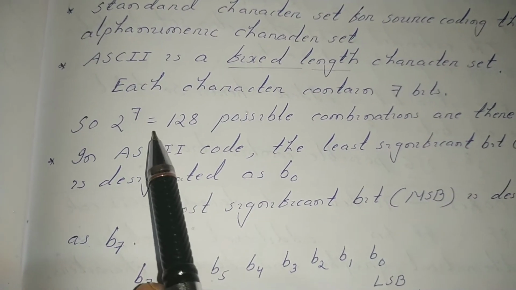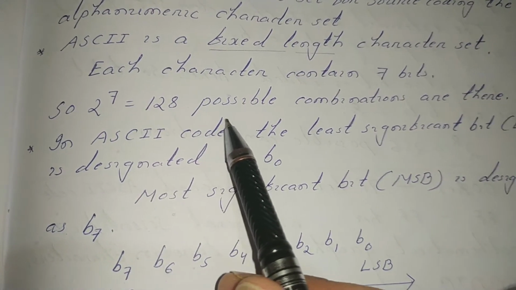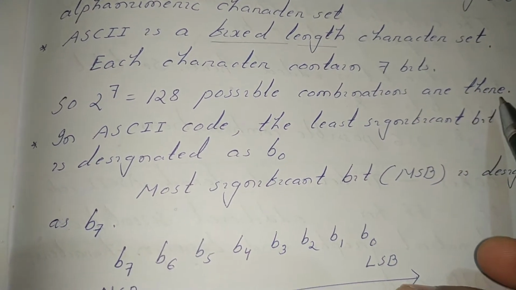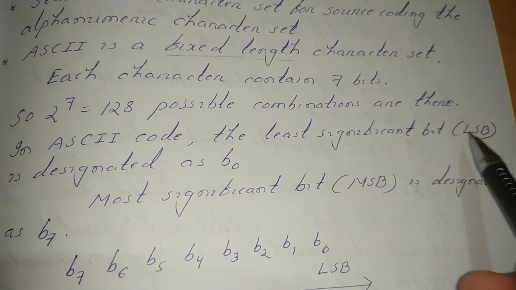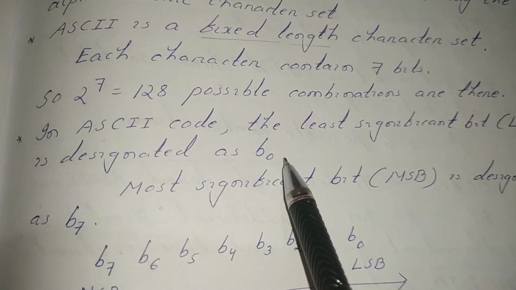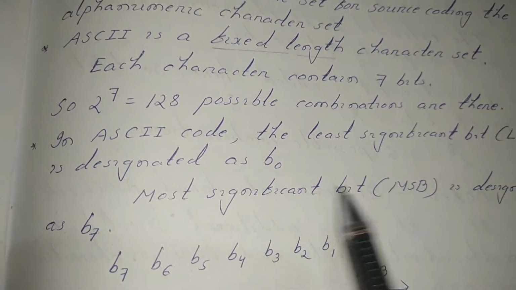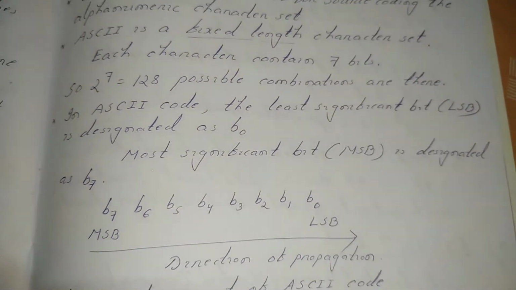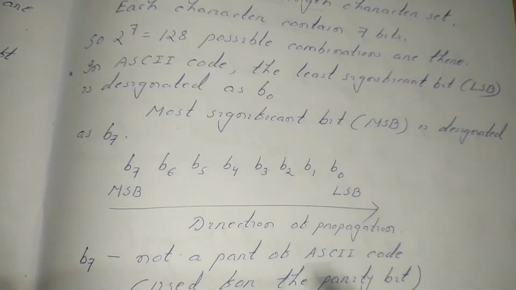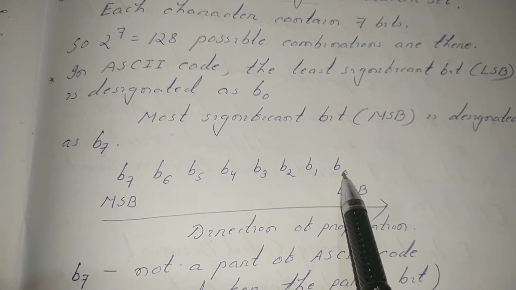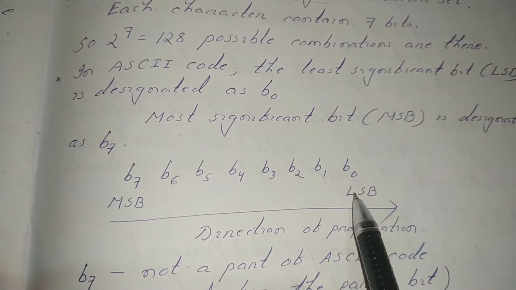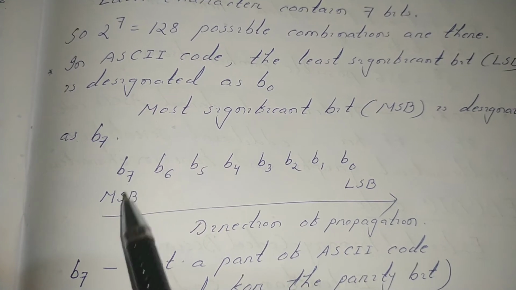So total 2 to the power 7, that is 128 possible combinations are there. Okay, so in ASCII code the least significant bit or LSB is assigned as B0, B subscript 0, and the most significant bit or the MSB is designated as B7. So see here in this diagram, total 7 number of bits are there. First bit is denoted by B0, that is LSB, and the last bit is B7, MSB.